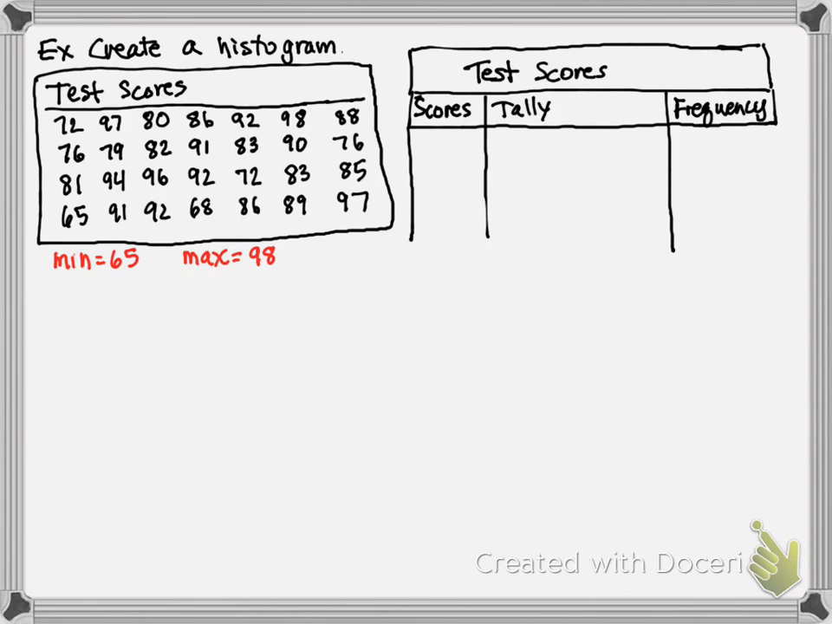So I'm going to count by tens, and I'm going to start with 60 and go to 69. And then I'm going to go 70 to 79, so all the 70s.